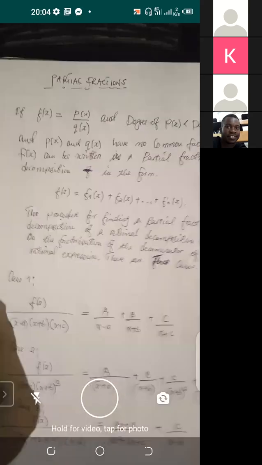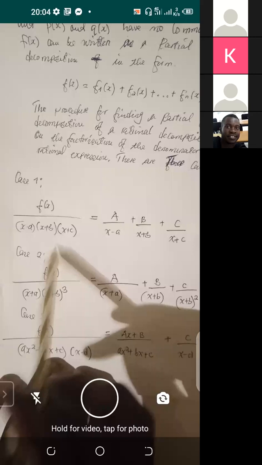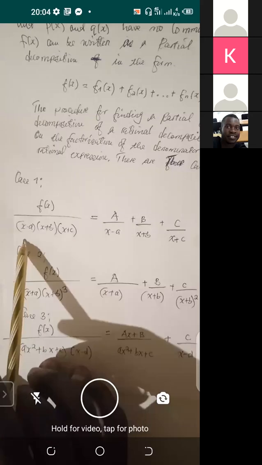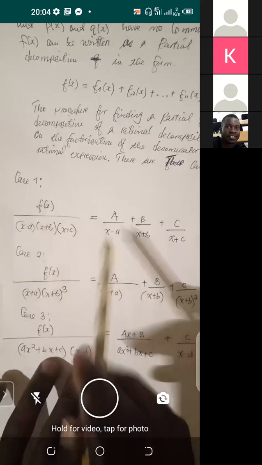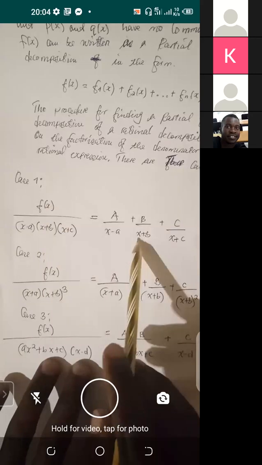So let's look at the three cases or the three types. We have when a function is in this form, f of x, which is a linear case. When you have f of x in the numerator and linear factors like that in the denominator, then this form can be decomposed as a over x minus 1, plus b over x plus b, plus c over x plus c there.